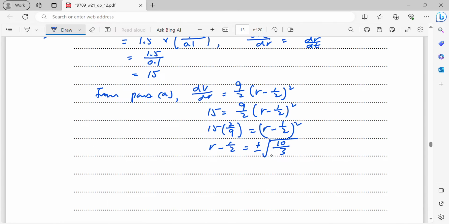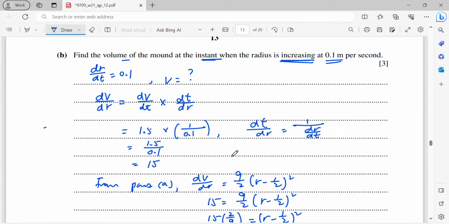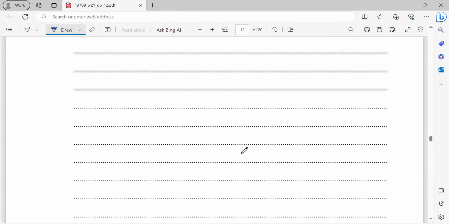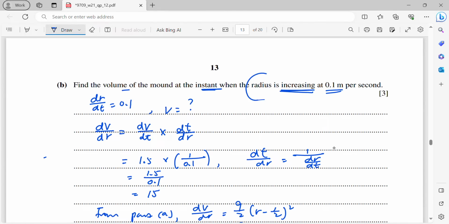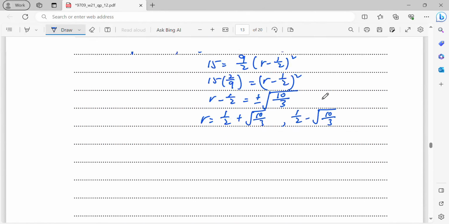Okay, so now your r is going to be half plus square root 10 over 3 or half minus square root 10 over 3. Okay, so what is the r first? Look at here, the r is the radius. Alright, so now you check.